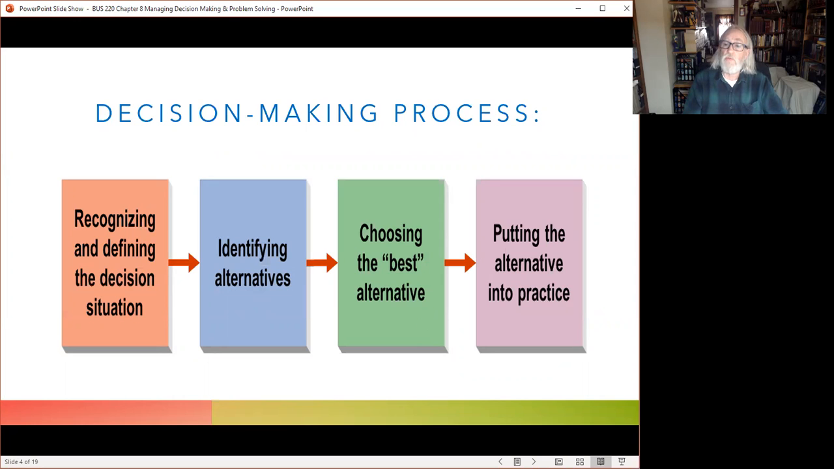What's going to be the best solution? Because it's not always possible. In fact, it's rarely possible to get the most perfect decision, one that satisfies everybody and everybody's interests. So quite often we are faced with choosing the best choice that we have to move ahead and have an effective decision. And then we just put it into practice.